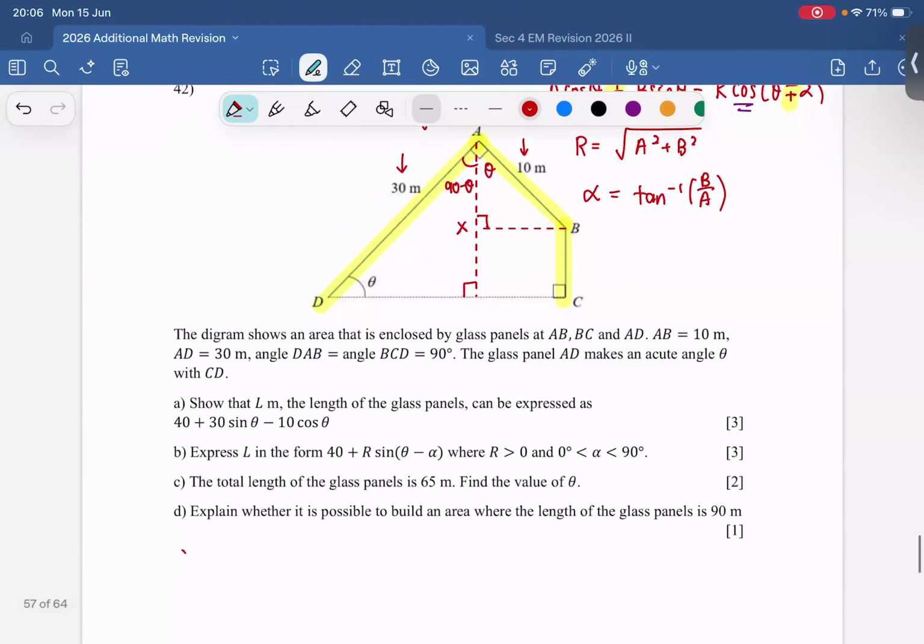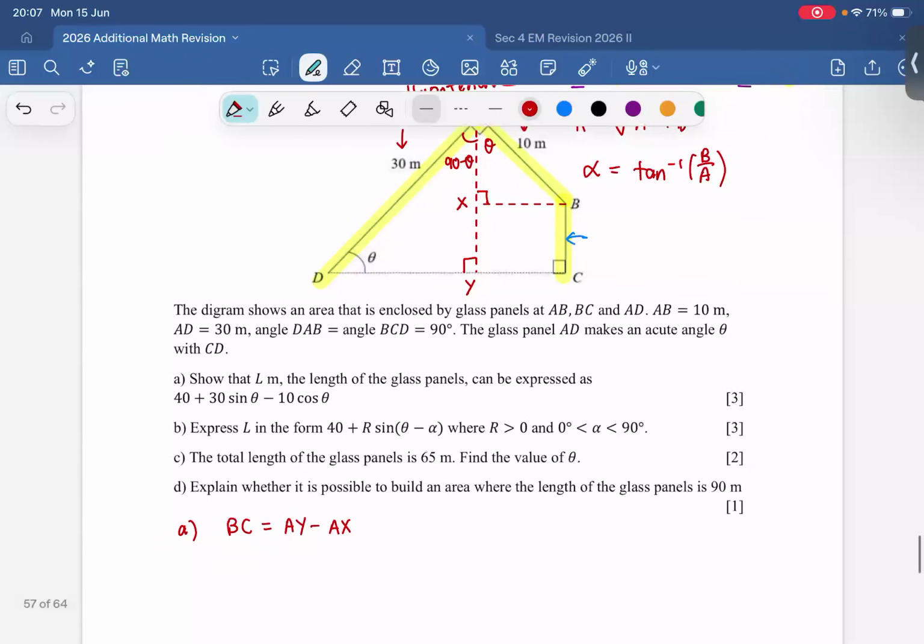Part A, show that L is this. So we want to find the length of the yellow color one. So in the end, we only need to find the length of BC. Okay, so we know that BC is actually equal to AY minus AX. So to find BC, we use AY minus AX. So now we need to find these two.